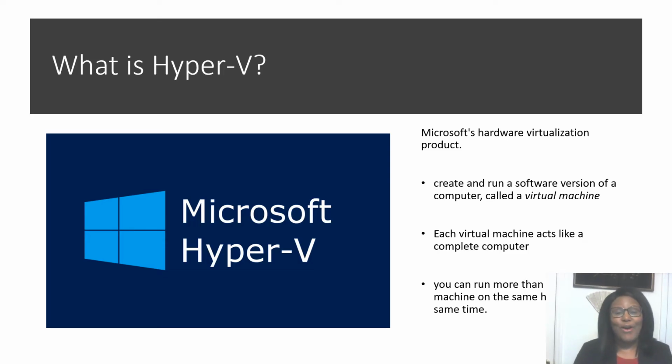Hyper-V is Microsoft's hardware virtualization product that lets you create and run a software version of a computer called a virtual machine. Each virtual machine acts like its own complete computer, running an operating system and programs in its own isolated space, which means you can run more than one virtual machine on the same hardware at the same time.